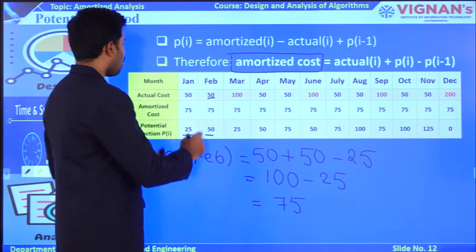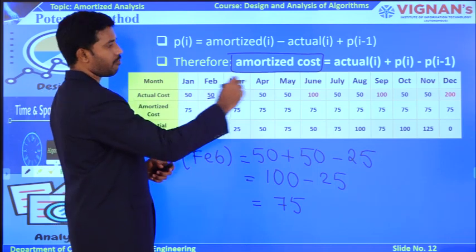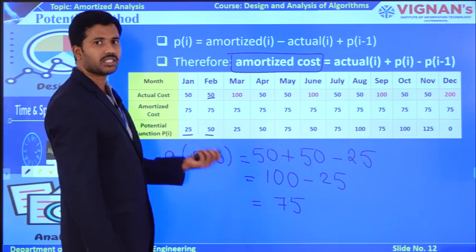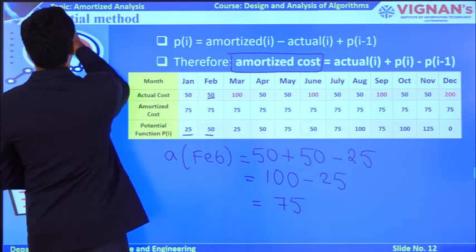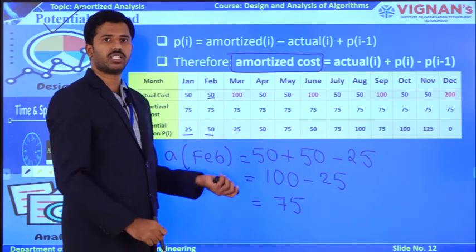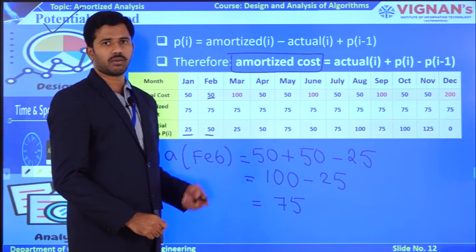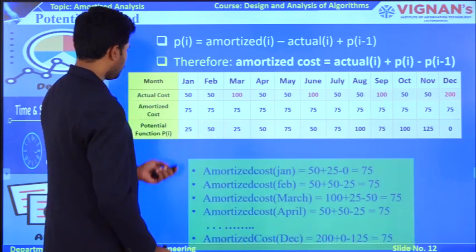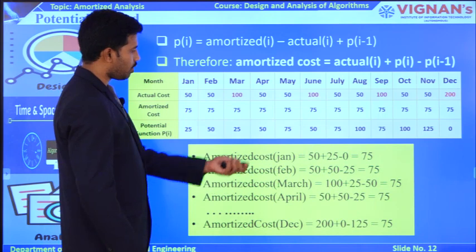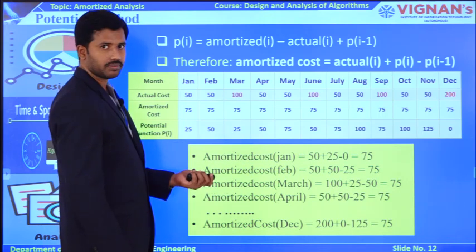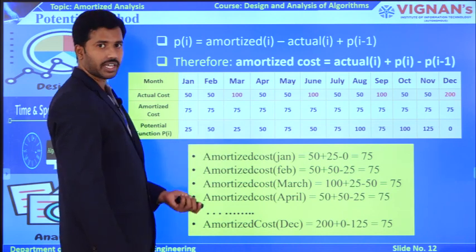If you get the amortized cost for every month as 75, then ultimately I can say that my aggregate method is correct. Okay. So both the potential method as well as the accounting method are used to verify the solution of your aggregate method only. That is the main thing you need to observe. So with the help of this amortized cost, I get all the amortized costs as 75 only. This is the way you verify.